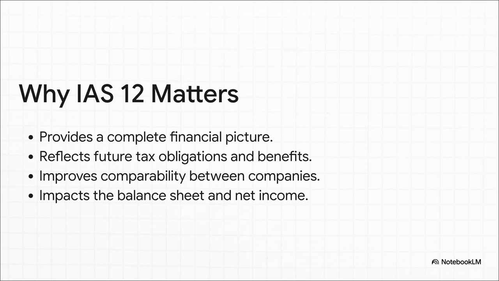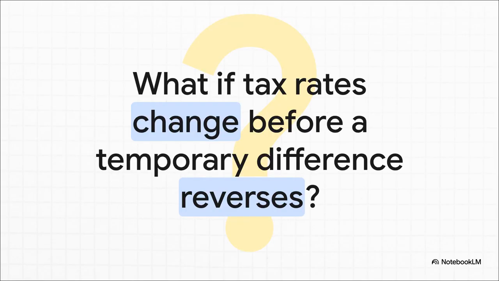It forces companies to be upfront about future tax bills and future tax breaks, and that makes it way easier to compare the true financial health of different companies, so you're actually comparing apples to apples. And at the end of the day, these deferred tax items directly hit a company's balance sheet and the bottom line net income it reports to the entire world. And that brings us to one final thought to leave you with.